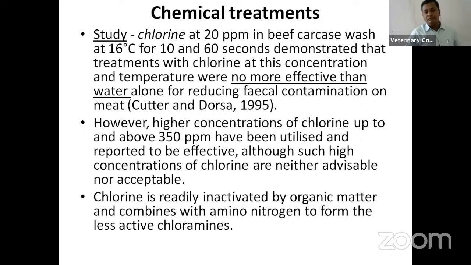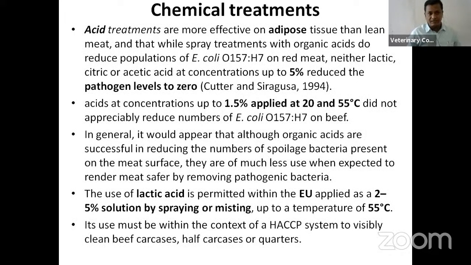In one study, they used chlorine at 20 ppm concentration on the beef at 16 degrees centigrade, and it was applied for 10 to 60 seconds. No appreciable impact on the microbial count was observed. Even chlorine has been used at a concentration of 350 ppm. So when we use these chemicals, the different countries differ based on certain studies in that particular territory.